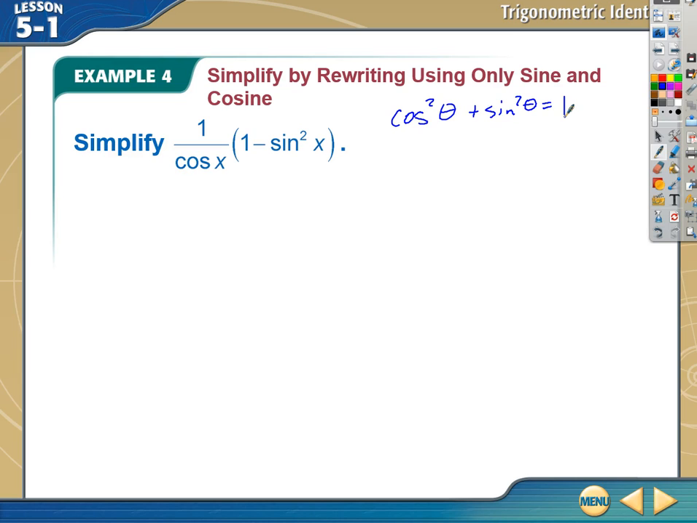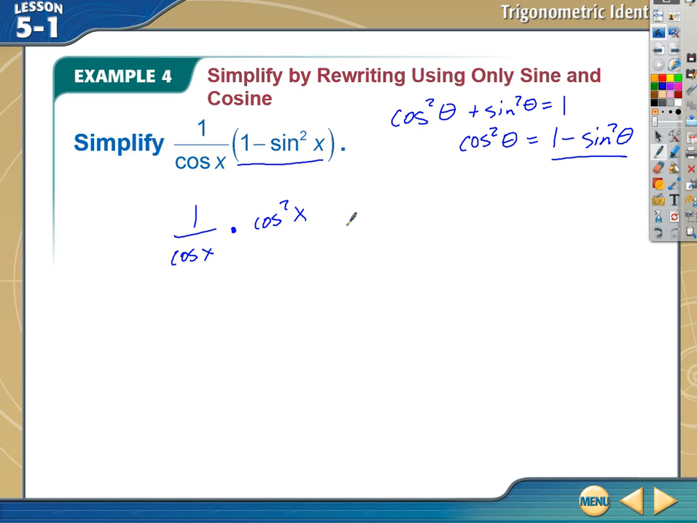Well, you can do some algebra, right? I can say, subtract sine squared from both sides, and now I have 1 minus sine squared theta. This is one of those tricks. Now I have 1 minus sine squared theta, and I replace it with cosine squared theta. So now this is 1 over cosine of x times cosine squared x.